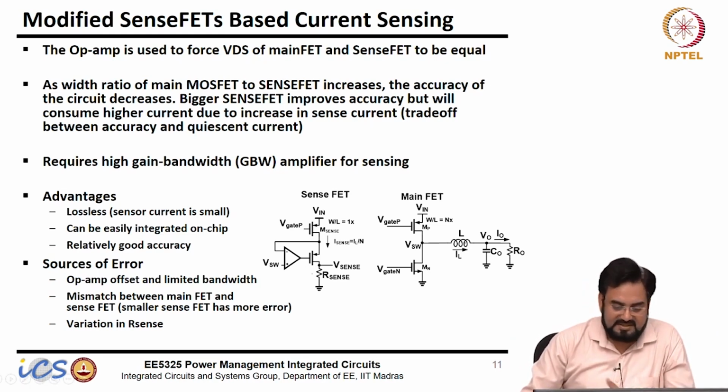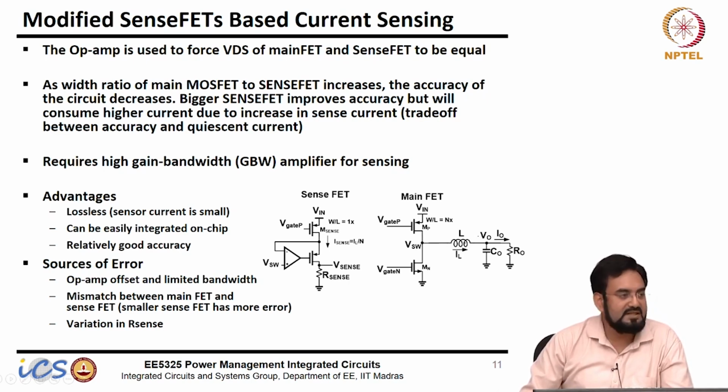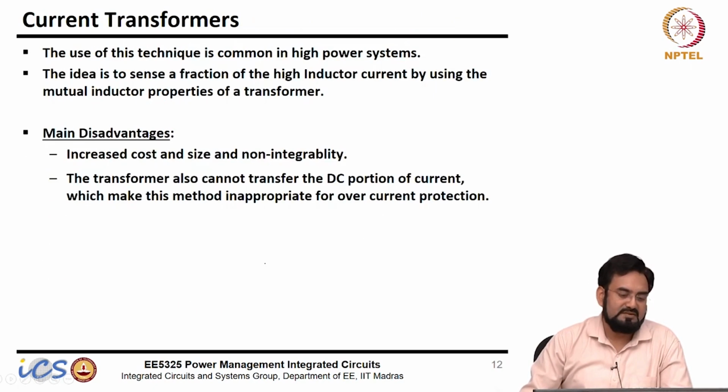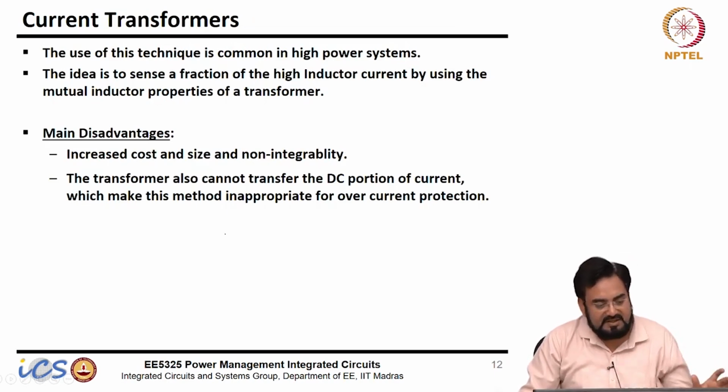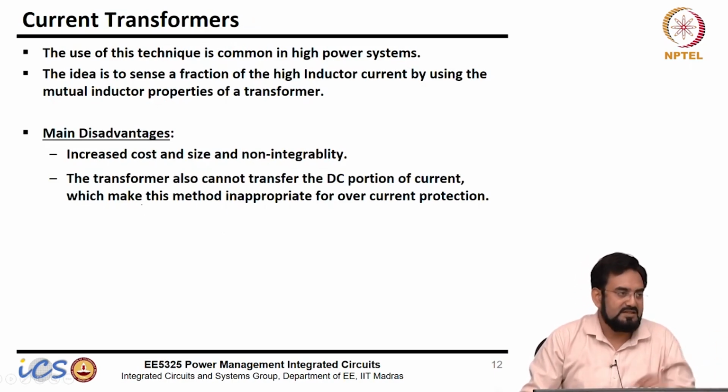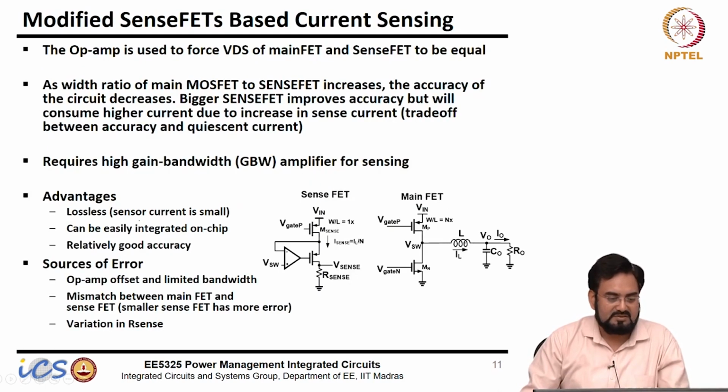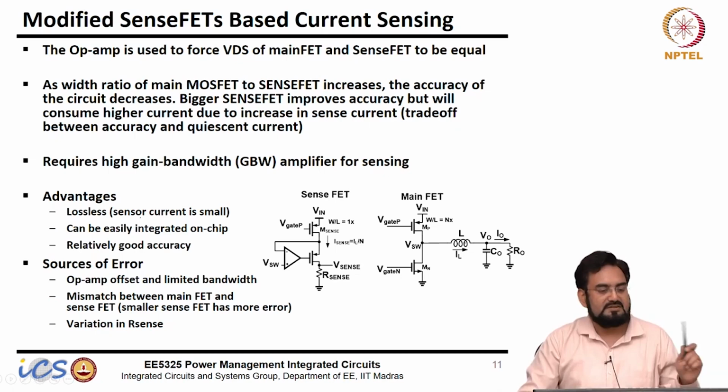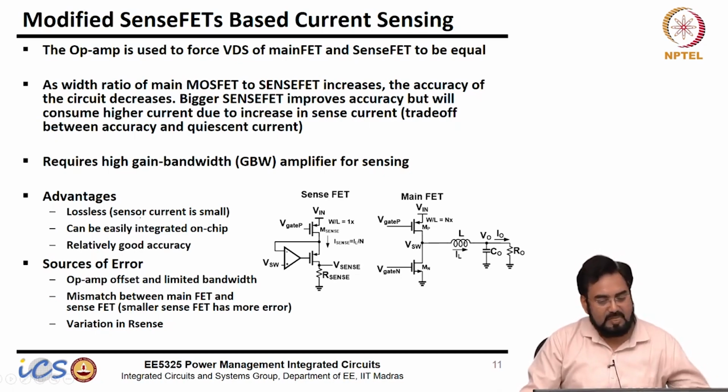Okay, so the advantage here is that everything is fully integrated, no external components required. It's lossless. When I say lossless, there is no additional loss in the current path. And this is very small. Comparing, this is a milliamp of current compared to amps here. Current transformer we never use actually because it's bulky. It cannot be built on chip. So that's very bad. But this is the most commonly used in MOSFETs.